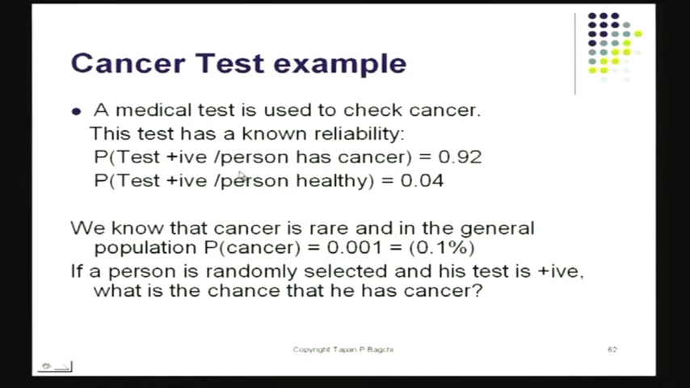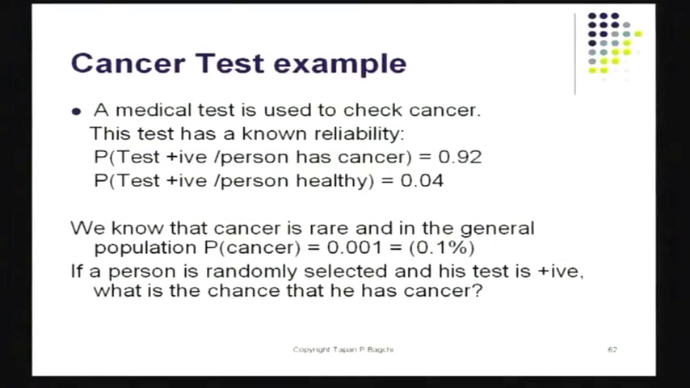It says if the person has cancer, the test will be positive. The probability of that is only 0.92. Only in 92% of cases with a real cancer will the test say that the patient has cancer. Really, the patient already has cancer, but there is only a 92% chance that the test will catch it.